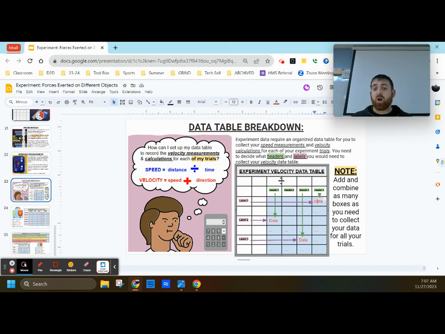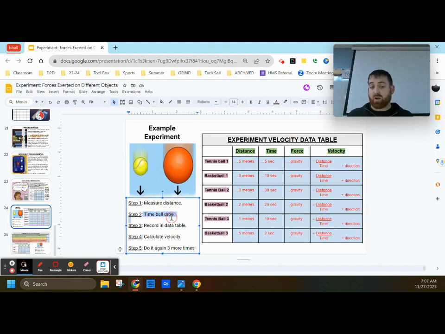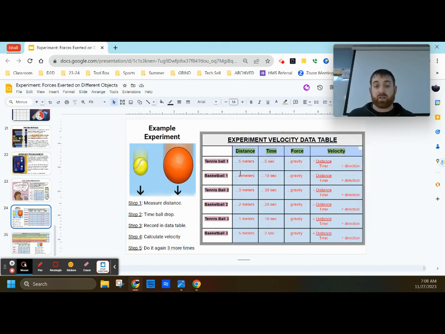So if we're thinking about my experiment example from the previous video, with the tennis ball and the basketball, we know we need to measure the distance that they fall. We need to time them as they fall. We need to record all that in the data table. We need to calculate the velocity. We need to do it 3 times. So these 5 things are going to show up in my data table. The distance they travel, the time they travel. I'm going to record all that in the data table, the velocity we calculated, and the fact that we have 3 trials. So if you notice, I have my headers here and my labels here.